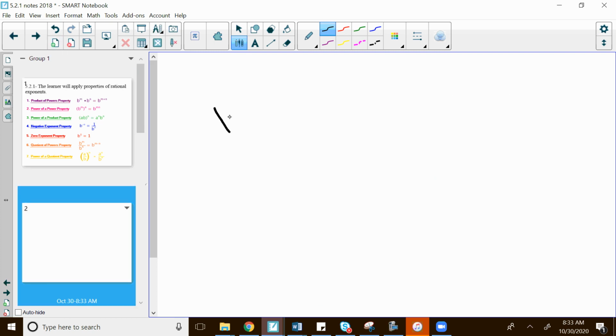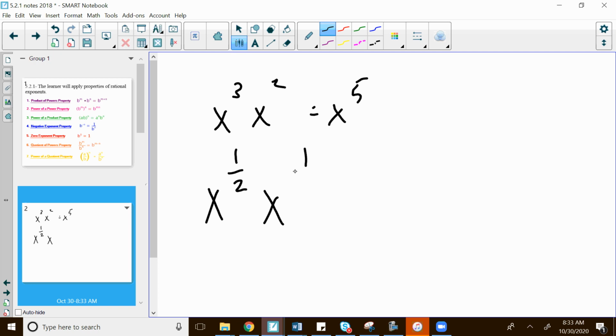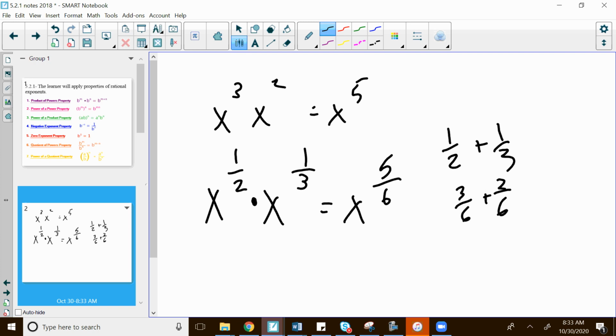In other words, it was really easy if it was x to the third times x squared. That's obviously x to the fifth. Well, how about this? x to the 1/2 times x to the 1/3. Now, this is not x to the 1/6. We're not multiplying these, we're adding them. It's something we would stumble on if we don't remember our properties, but we're adding 1/2 plus 1/3. Right back to 5th grade, we need a common denominator: 3/6 plus 2/6. This is actually x to the 5/6 power. We are adding those together.